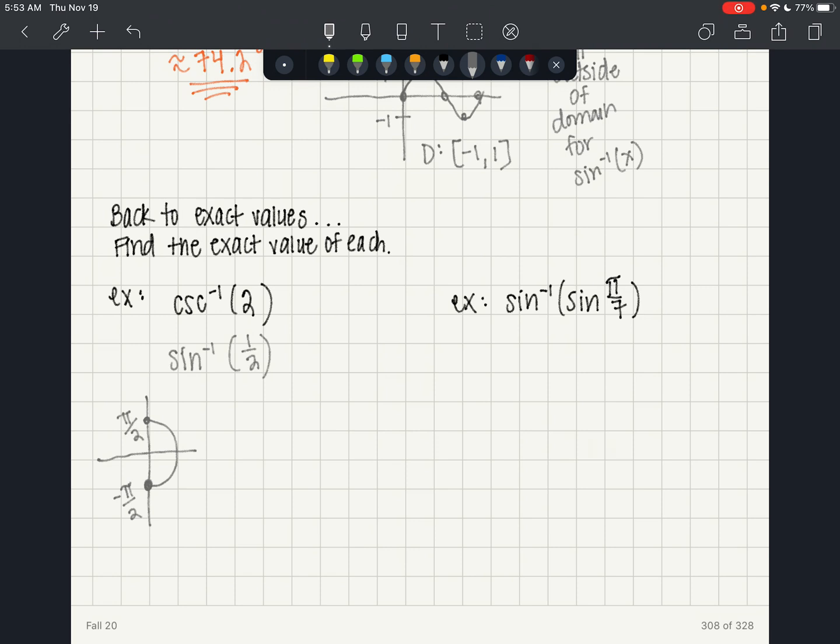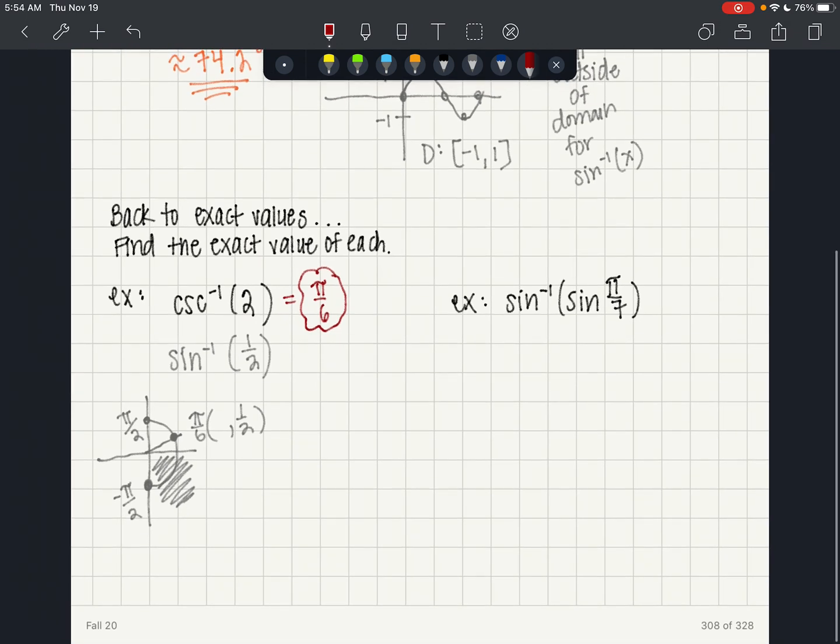I can eliminate quadrant 2 because the ratio is positive. Ratios that are positive will occur in quadrant 1 for the inverse sine. And then where is the y value equal to 1/2? Well, that's going to happen at a pi over 6 angle. And the pi over 6 angle in quadrant 1 is indeed pi over 6. So therefore, the inverse cosecant of 2 is equal to pi over 6.